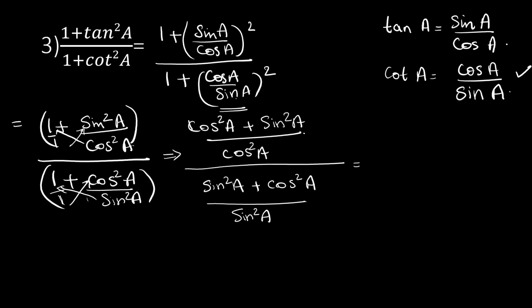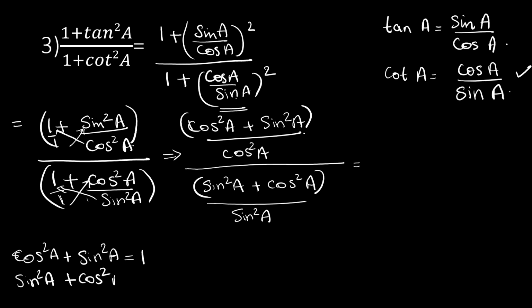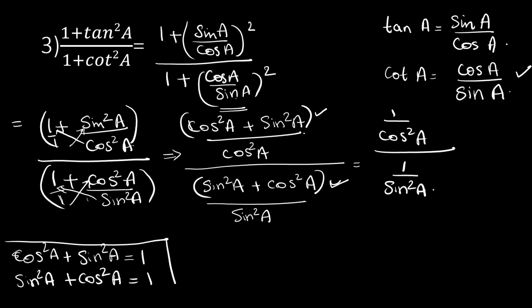Here we have to use the identity. What is this? Cos square A plus sin square A equal to 1, or sin square A plus cos square A equal to 1, both are the same. So the numerator term cos square A plus sin square A is 1, and in the denominator sin square A plus cos square A is also 1. So these two terms become 1, that is 1 by cos square A divided by 1 by sin square A. We have used this identity.